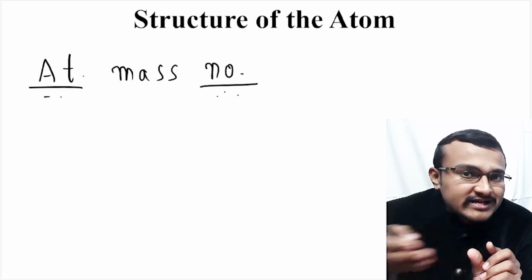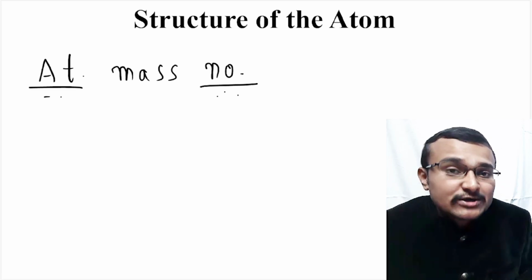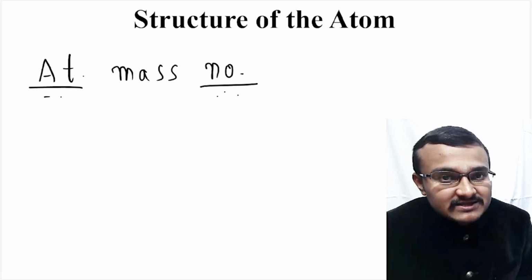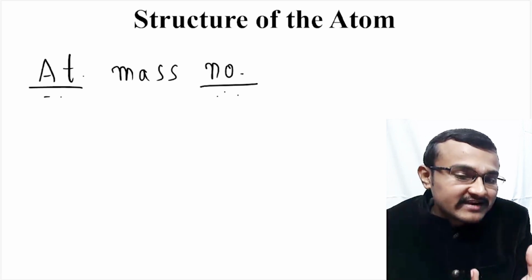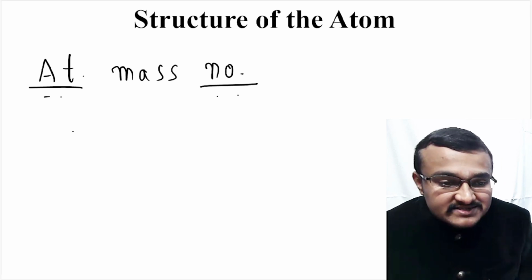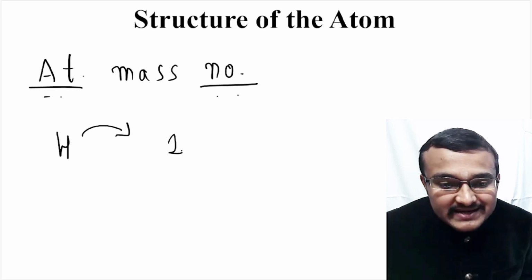If you want more explanation about this, you can refer to my previous video where I have explained atomic mass number. Simply, if you want to remember what atomic mass number is, it is the total weight of that particular atom. So for example, if you are considering hydrogen, then this hydrogen contains one electron and one proton.